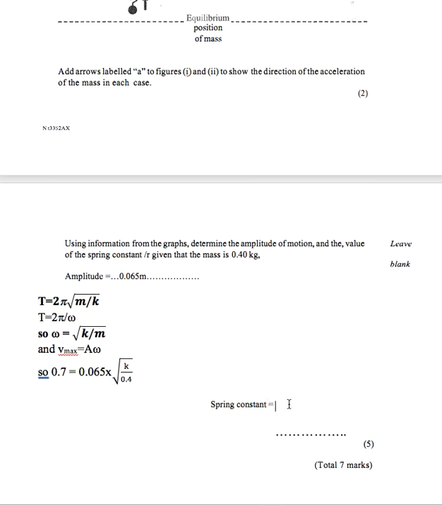Now, as I said, you don't have to go through all that. You can just say T is 2 pi root m over k. You know m. You can read period off the graph, and out will drop your answer. But the answer is 46 newtons per meter. Don't forget the units.